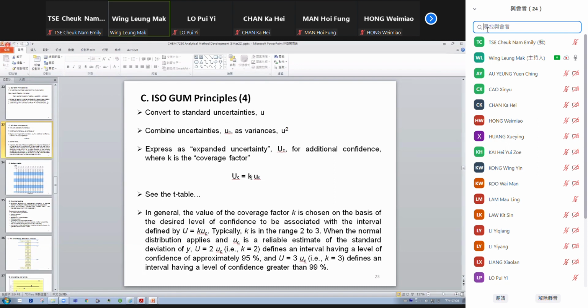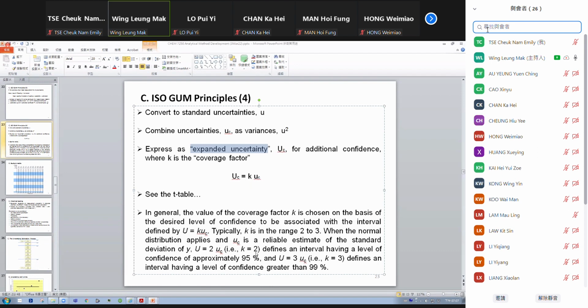And then in the final step, you need to calculate the expanded uncertainty. Now it's capital letter U. The k factor, normally we will use k equals 2. And then we approximately have 95% confidence that, with the 95% coverage factor k equal to 2, the true value should be in that range. Okay.